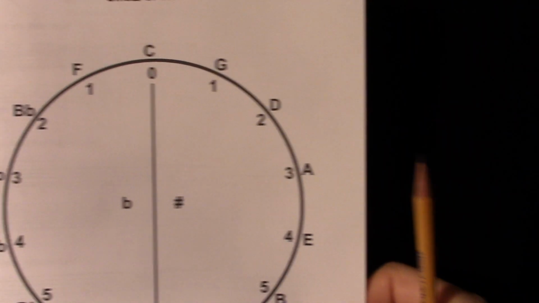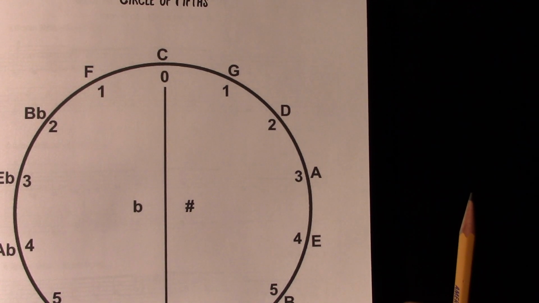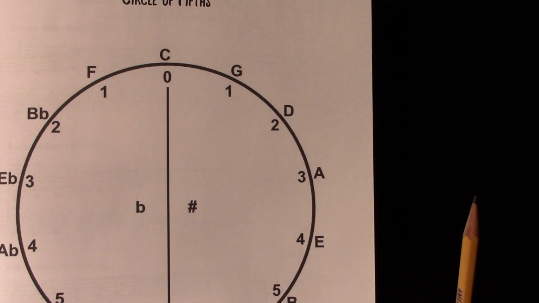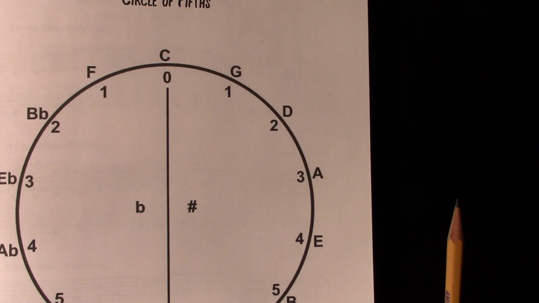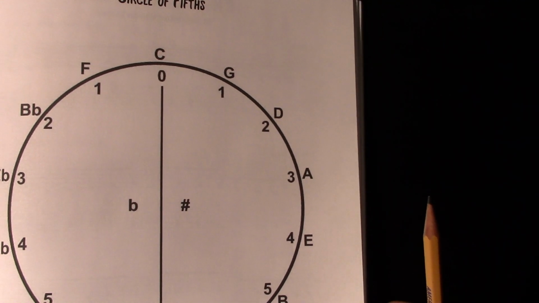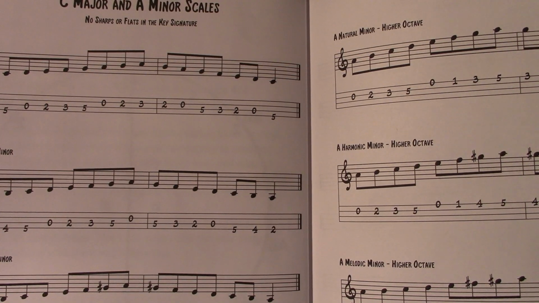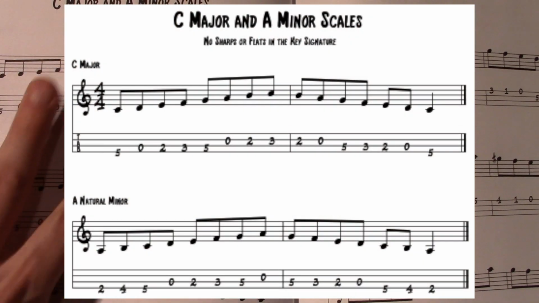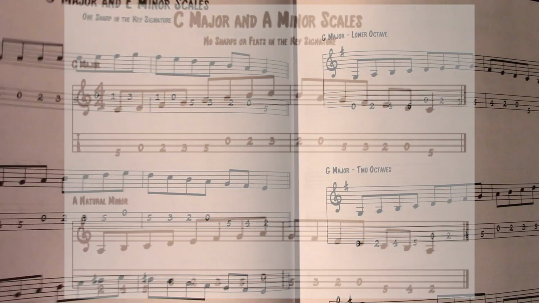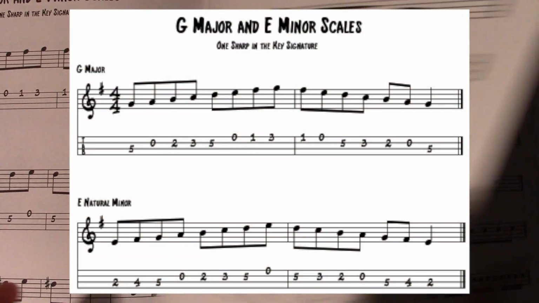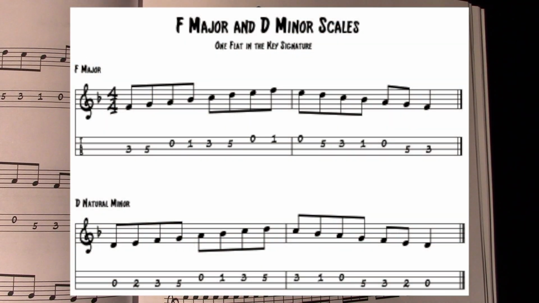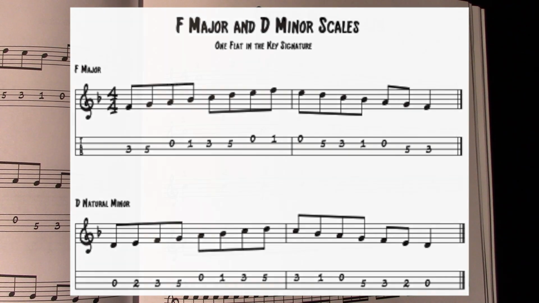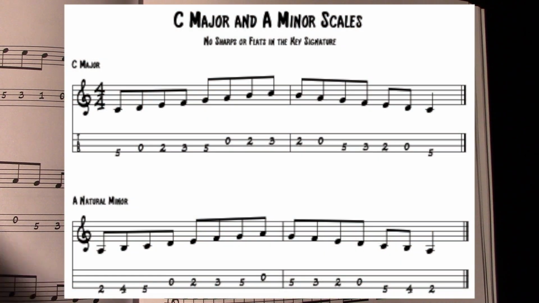This is what I do with my students. The circle of fifths is here as a conversation starter on page 5. Ask your teacher about the circle of fifths if you have not already been trained in it. It's something you need to know about. The only place in this book you'll see tablature is on these scale pages. I put scales for C major and A minor, G major and E minor, F major and D minor. I grouped those scales together because they are relative keys to one another.